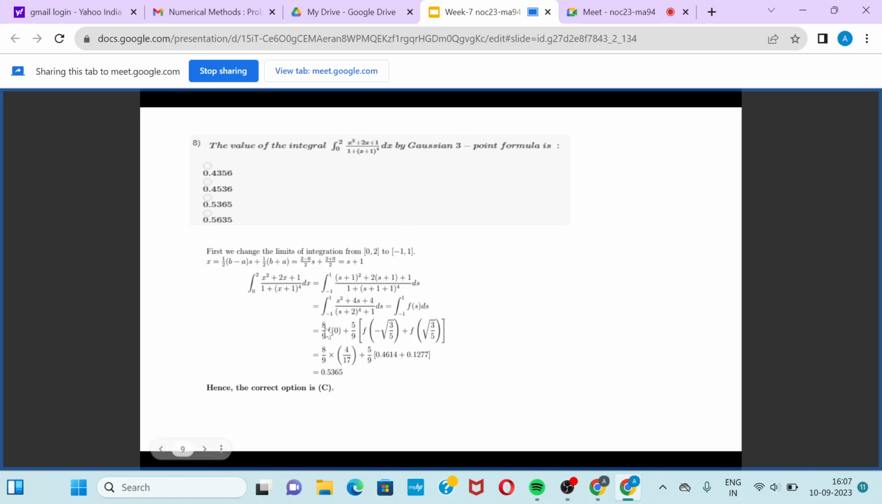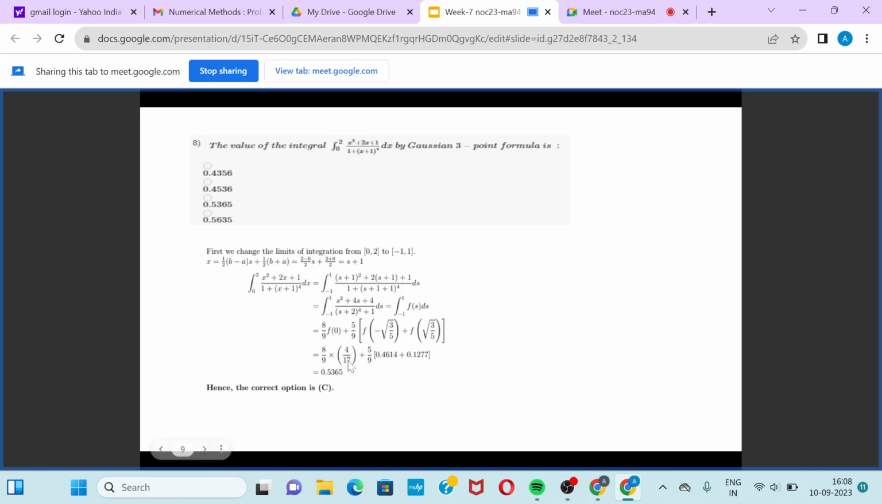According to the formula, you will get 8 by 9 times f of 0 plus 5 by 9 times f of minus root 3 by 5 plus f of root 3 by 5. Okay, so just substitute these values, find f of 0. Just put 0 in the place of s, and here substitute minus root 3 by 5, and here root 3 by 5. See, are you getting these values?